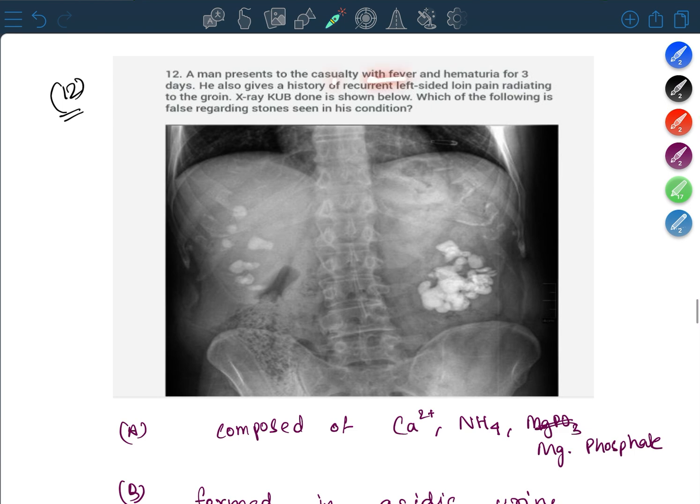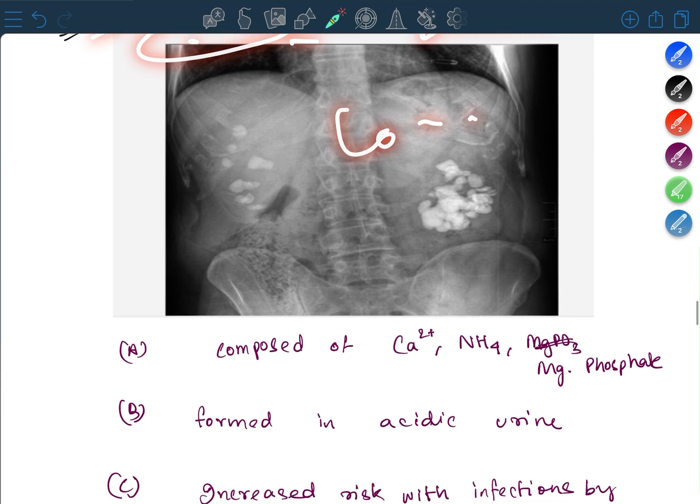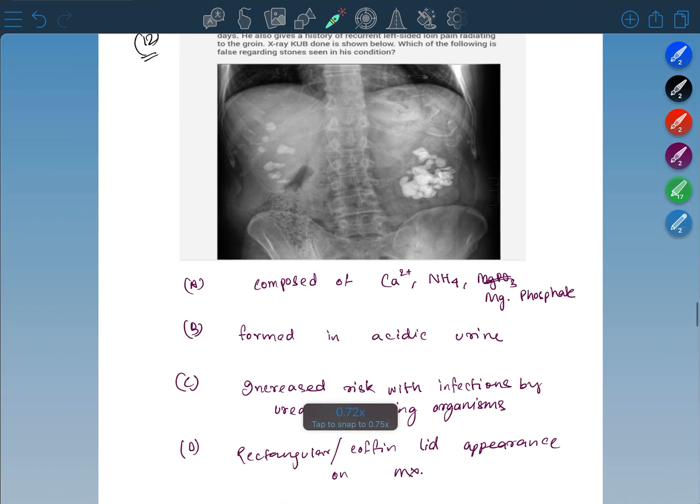A man presents to casualty with fever and hematuria for 3 days. He also gives a history of recurrent left-sided pain radiating to the groin, loin to groin pain. X-ray KUB is shown below. Which of the following is false regarding these stones? See, the false one. Okay. Now see, these are the options. You can see the stones.